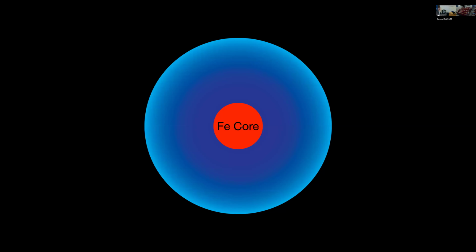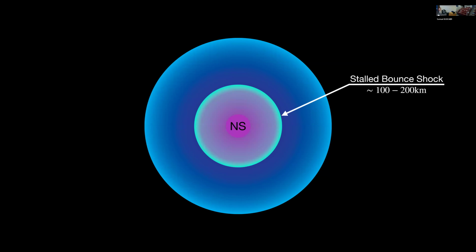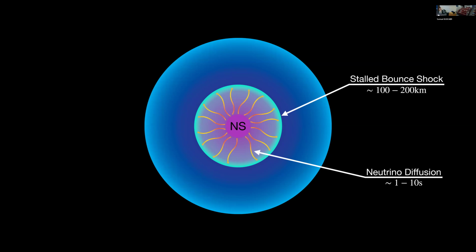So if you'll bear with me for a second, I just want to go over a caricature overview of the core collapse process. In supergiant stars, you form an iron core. You lose pressure support in the core, it rapidly collapses. You form a neutron star. The neutron star bounces, you form a bounce shock, the shock stalls, but is then revived through some mechanism.